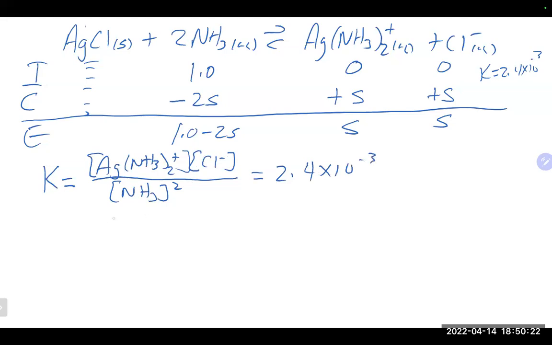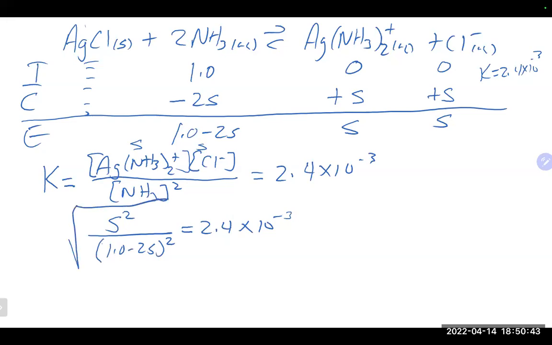Putting our numbers in here gives us S squared up on top, and 1.0 minus 2S, squared, on the bottom, equal to 2.4 times 10 to the minus 3. I got the S squared because this is S and S, right? So we multiply them together, it gives us the S squared. To solve this, I'm going to go with a big square root on both sides. Feels like a good move.